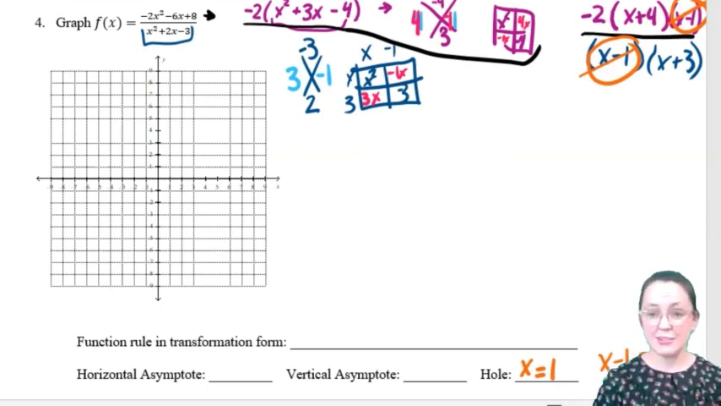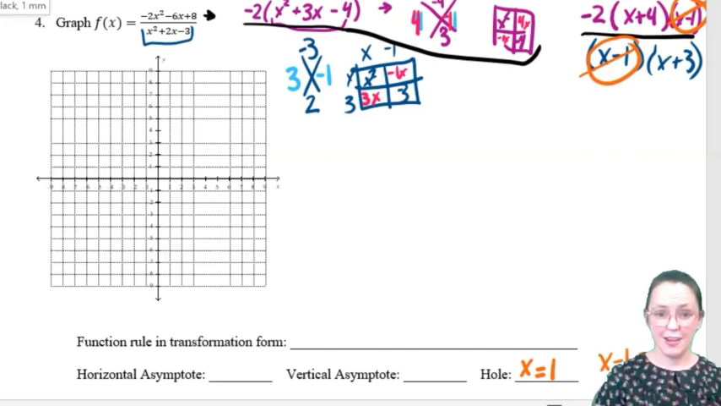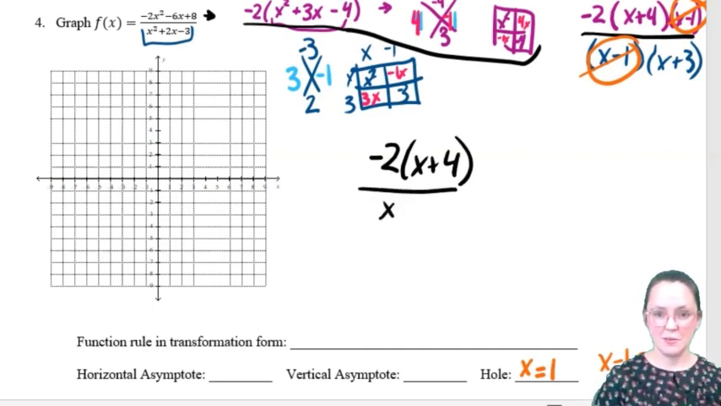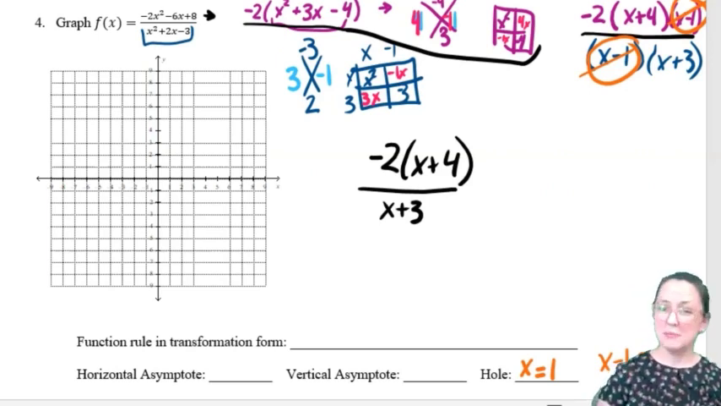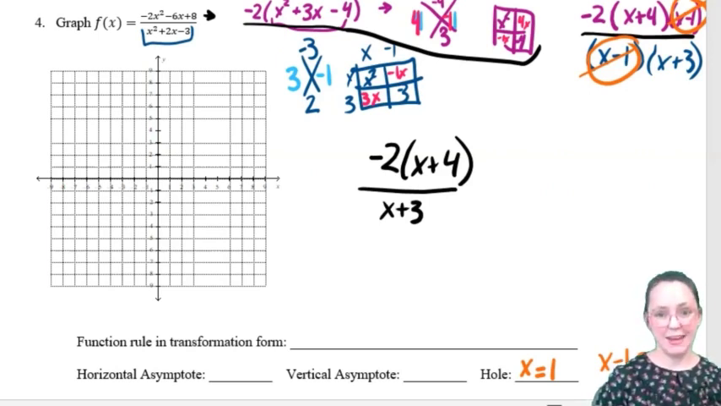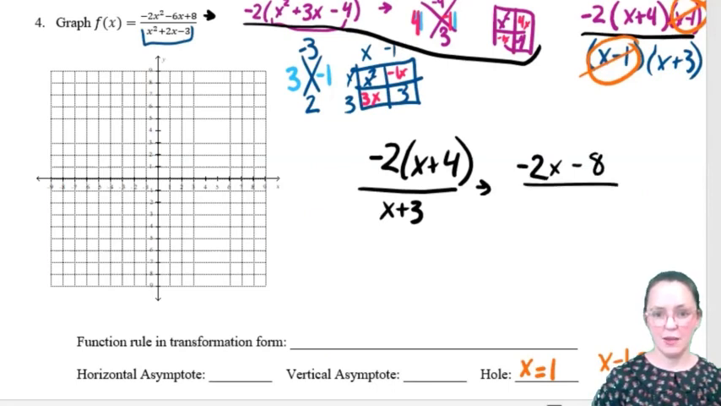So let's write this in our simplified form. We're going to have our -2 times x plus 4 over x plus 3. We're going to need to do some long division now because I have an x in that numerator, which means I need to multiply this back out. So we're going to have our -2x minus 8 divided by x plus 3.